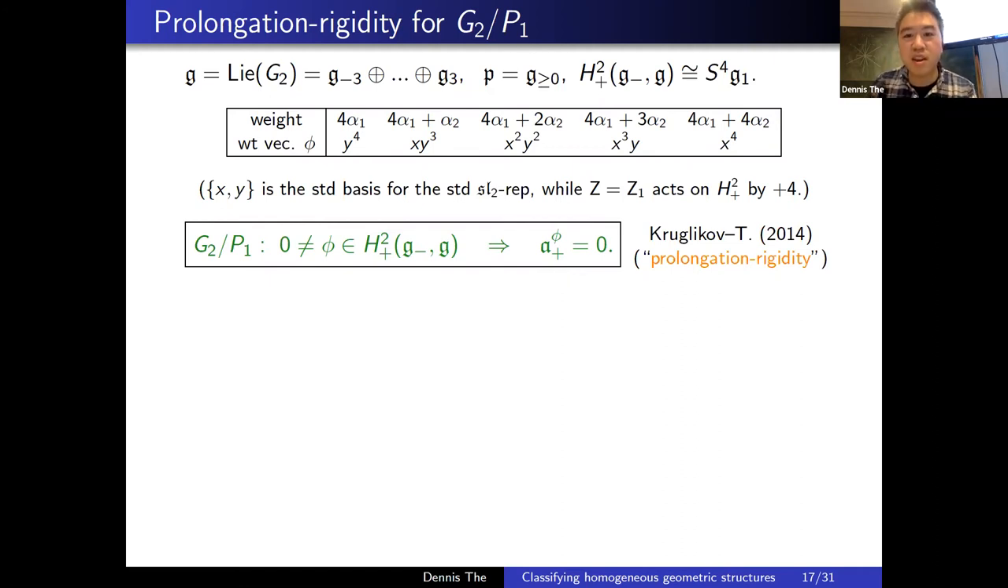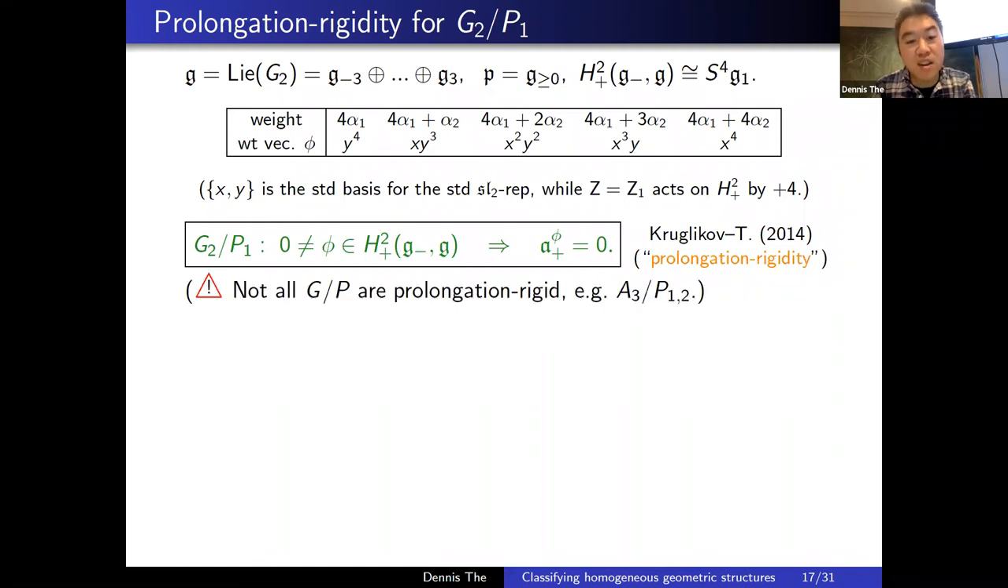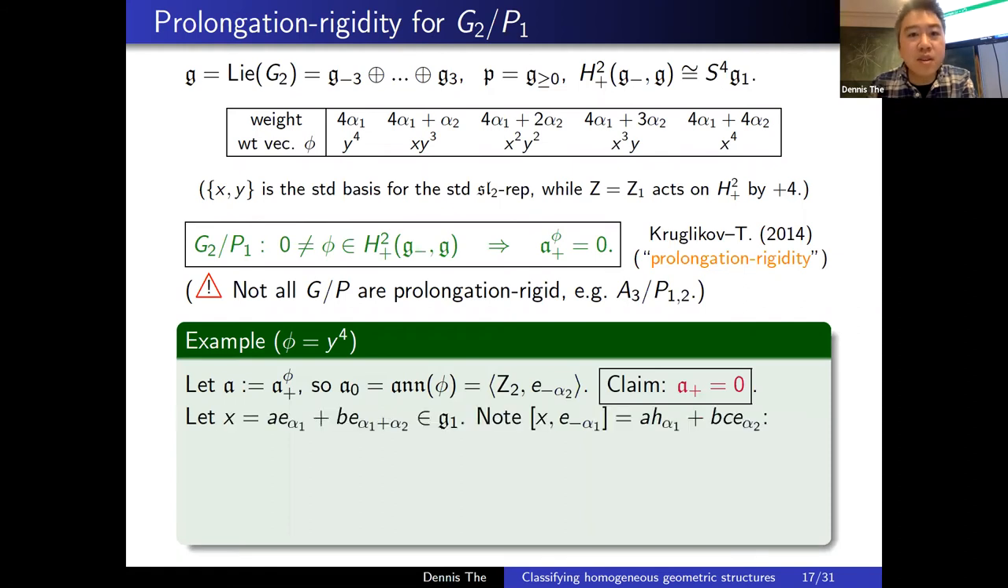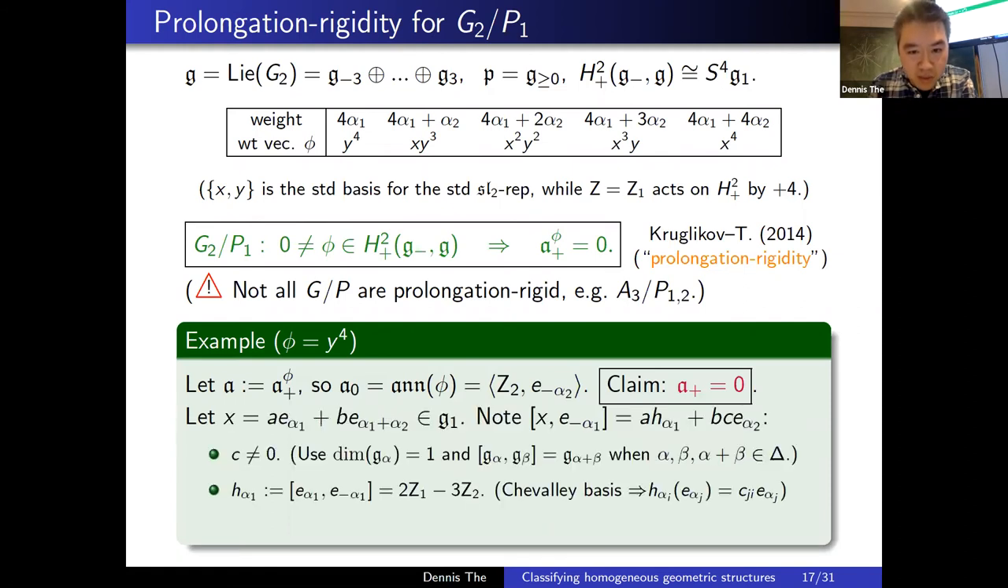This was observed and proven in much greater generality in my paper with Boris Kruglikov in 2014. This property that I stated right here, we refer to as prolongation rigidity. Just a warning, not all G mod Ps are prolongation rigid. For example, the simplest example where you do get into positive prolongation is A3 mod P12, corresponding to systems of second order ODEs, so pairs of second order ODEs. In the interest of time, I'm not going to go through this proof; this is just doing it explicitly for one of the cases.